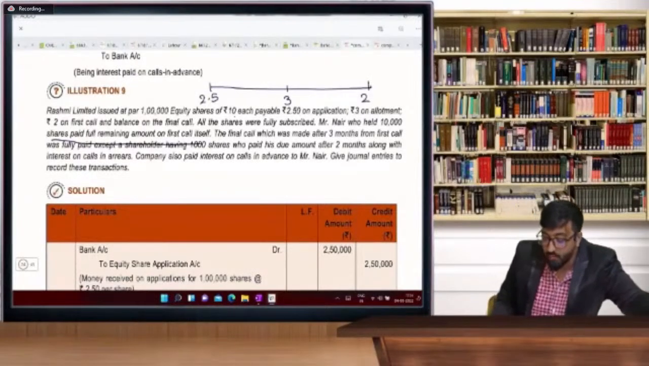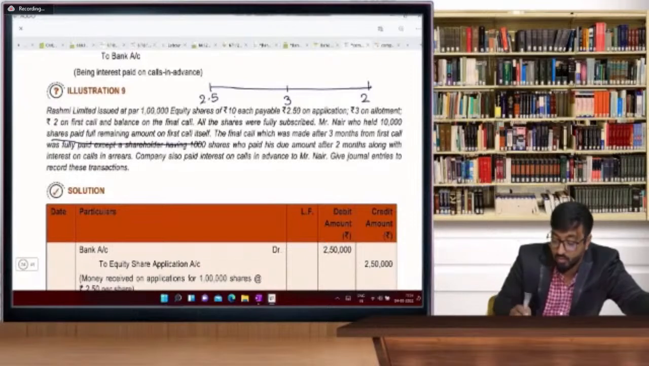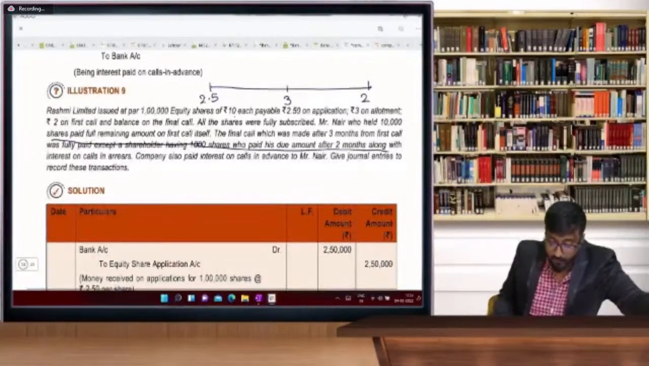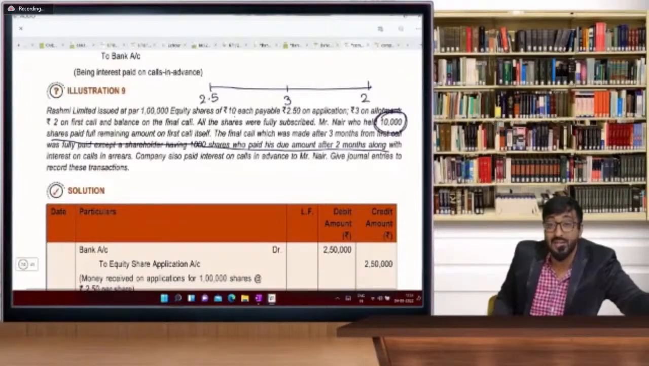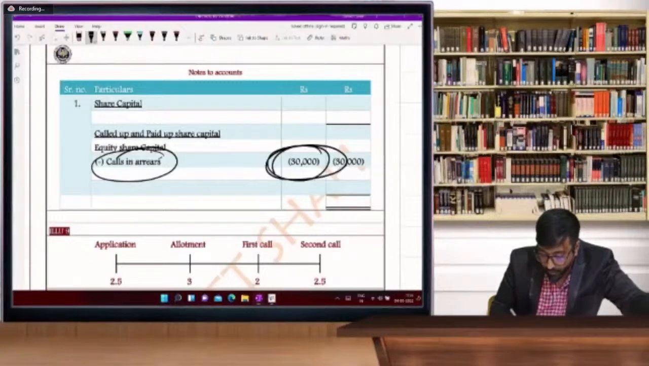The final call, which was made 3 months after the first call, was paid except by a shareholder having 1,000 shares who paid the amount after 2 months. So for the 10,000 shares, you are getting calls in advance, and for the 1,000 shares, it is calls in arrears. The company also paid interest on calls in advance to Mr. Nair. Give journal entries. So first thing, what you have to do? You have to draw one chart.